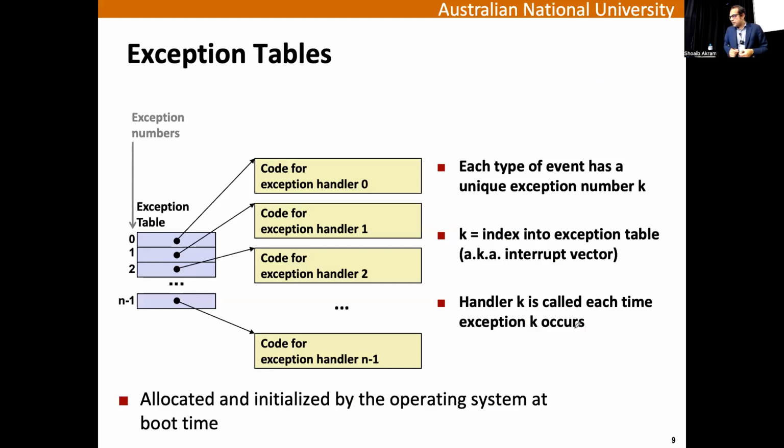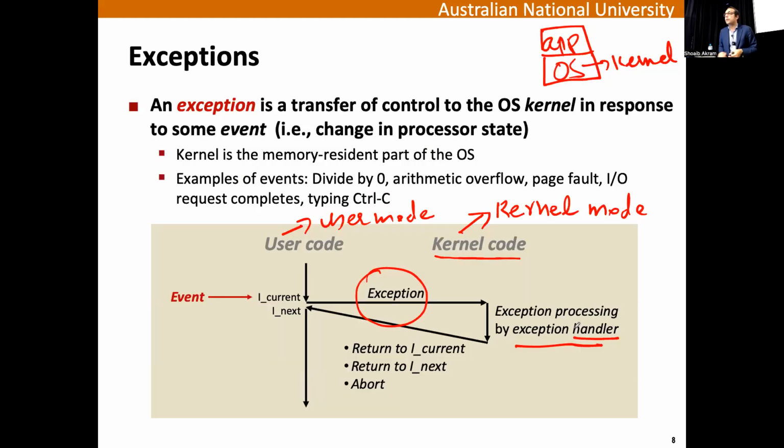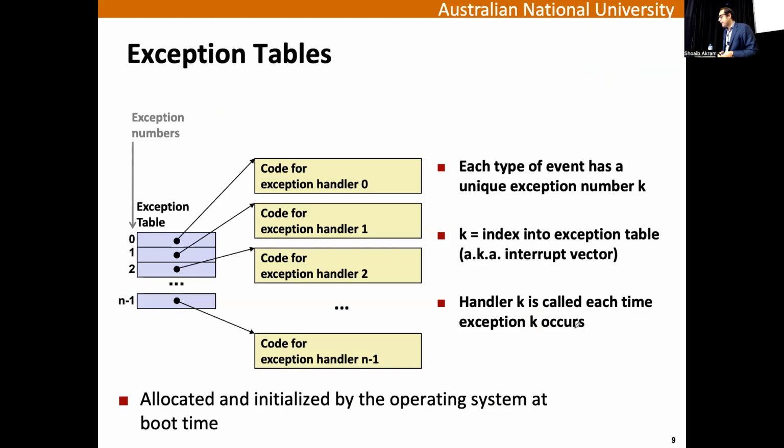Okay, so how does the CPU know what code to execute? Where is the exception handler for a specific type of exception? What we are going to do here is very similar to the jump table that we did for switch statements. Each exception that can happen in the system has a specific number. Some of these numbers are decided by the processor manufacturers, and others by whoever writes the operating system.